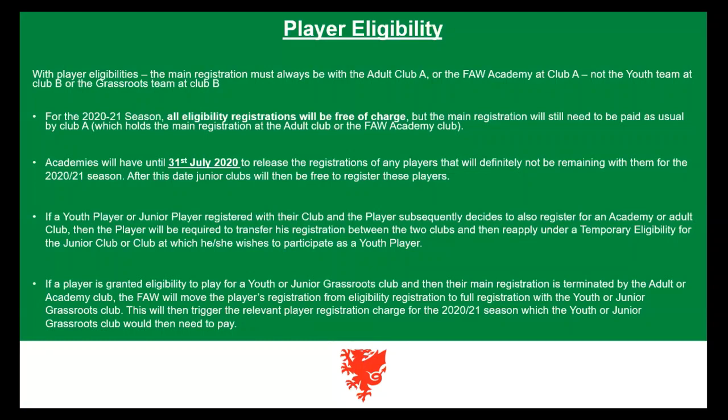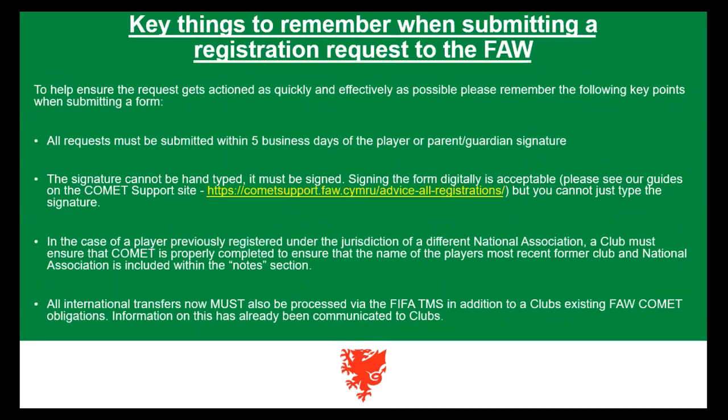And likewise, the other way round, if a player is granted eligibility to play for a youth or a junior grassroots club, whilst being registered for an adult club or the FAW academy, if that registration with the adult club or the academy was to be cancelled during the season, this eligibility registration with the second team would then need to be moved across to become the main registration. This will then trigger the relevant player registration charge for the 2021 season.